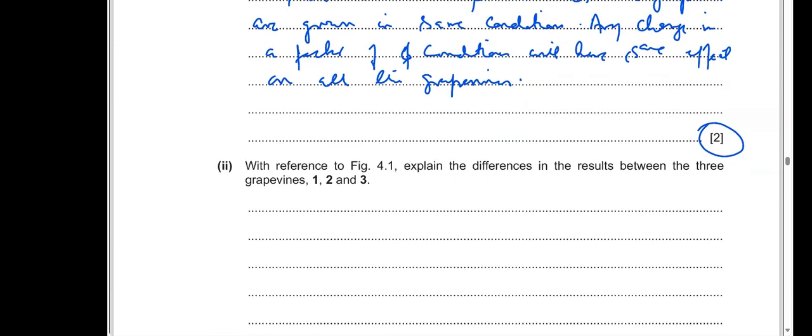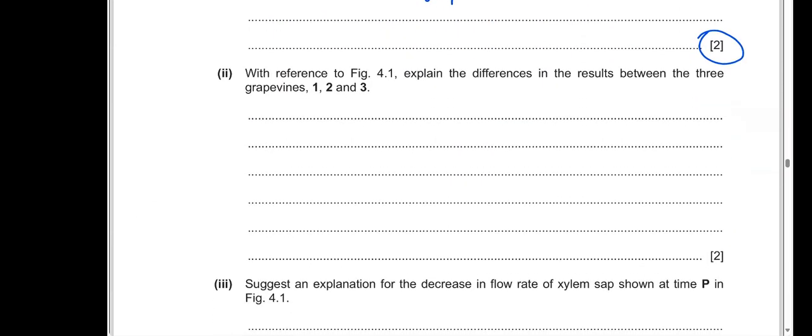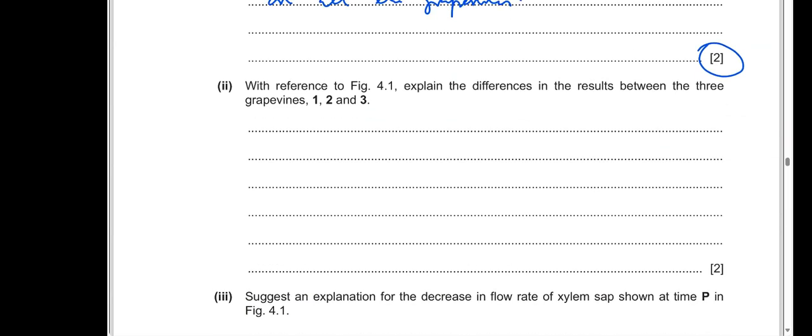Now, part 2 of this question. With reference to figure 4.1, explain the differences in the results between the three grapevines 1, 2, and 3. Again, the question is for 3 marks.